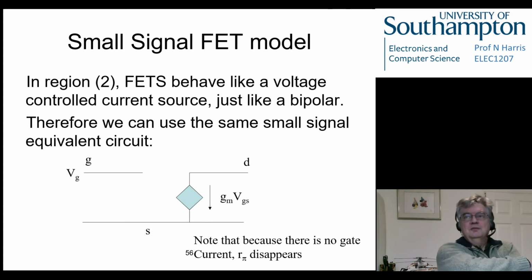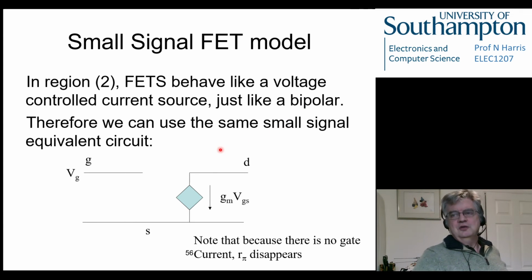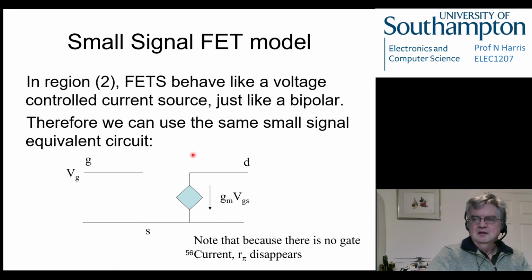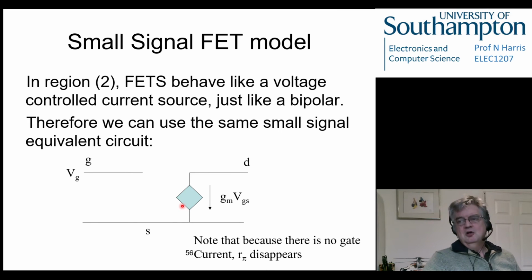Right, so that leads us on to our small signal FET model. So in region 2, which is the flat region, the FETs behave like a voltage controlled current source, just like the bipolar transistor that we had. So we can maybe use the same kind of small signal equivalent circuit. So if you think back to the small signal equivalent circuit that we had, it's for very small signals, and we had this in the bipolar. We really had a current source over here, but we said there were equivalent voltage sources as well. We can do exactly the same thing.